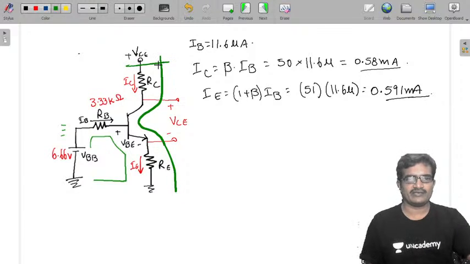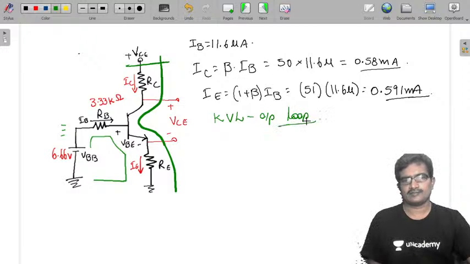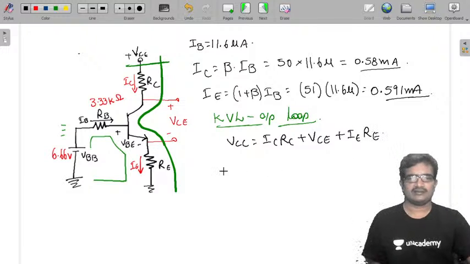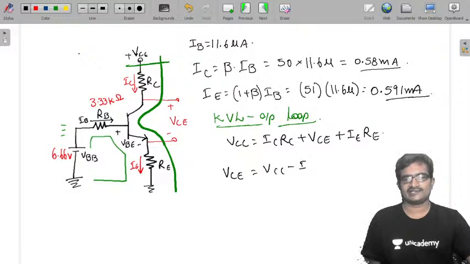Okay, now here VCC is there. Therefore, I'm applying KVL to the output loop. So in that, VCC equals ICRC plus VCE plus IERE. Therefore, VCE equals VCC minus ICRC minus IERE.